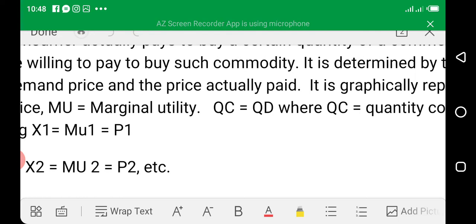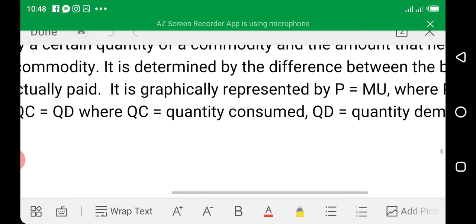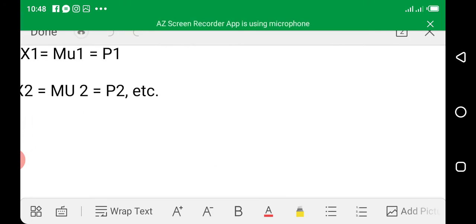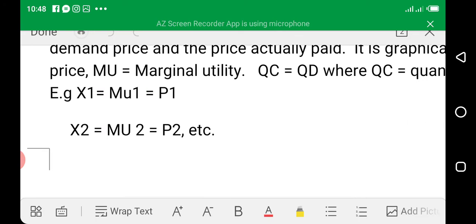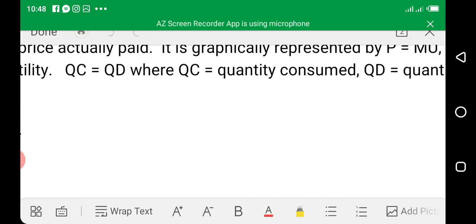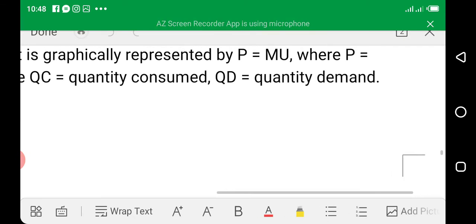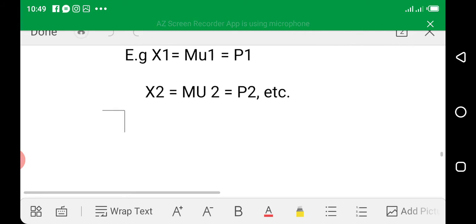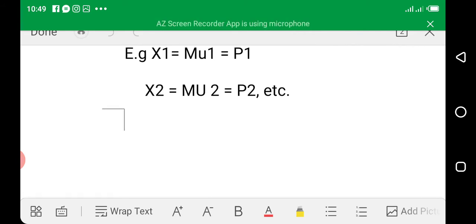This has to do with the power of negotiation of the consumer. Then it is graphically represented by P equals MU, where P is the price and MU is the marginal utility; QC equals QD, where QC is the quantity consumed and QD is the quantity demanded. So for example, X1 equals MU1 equals P1, or X2 equals MU2 equals P2.